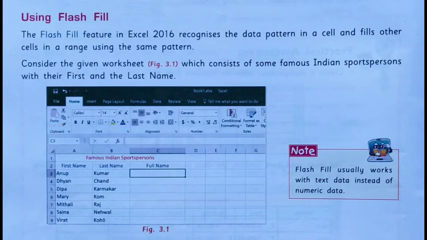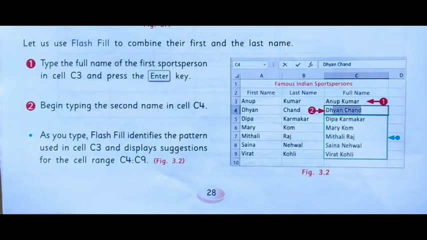Using flash fill. The flash fill feature in Excel 2016 recognizes the data pattern in a cell and fills other cells in a range using the same pattern. Consider the given worksheet 3.1, which consists of some famous Indian sportspersons with their first and the last name. Let us use flash fill to combine their first and the last name.